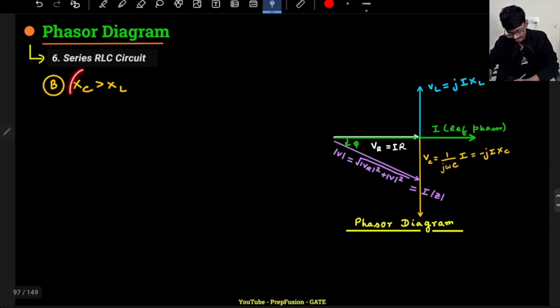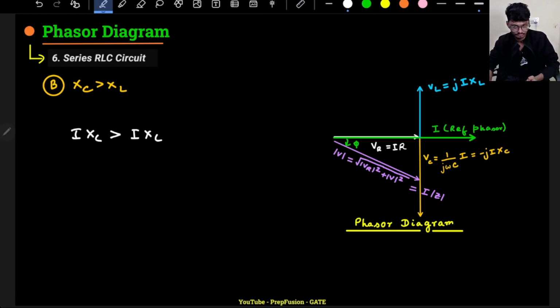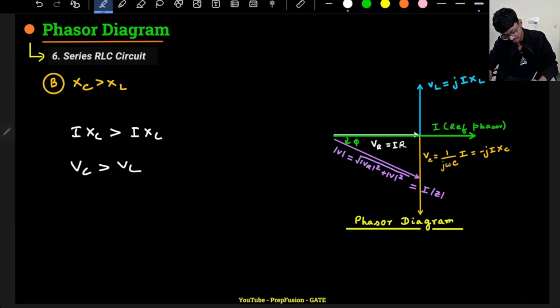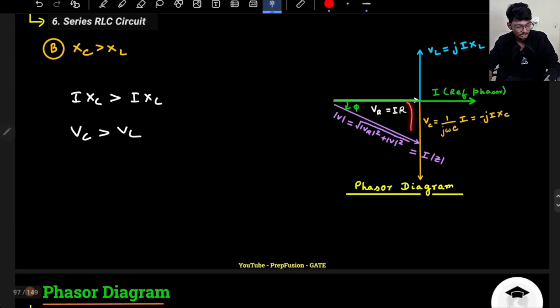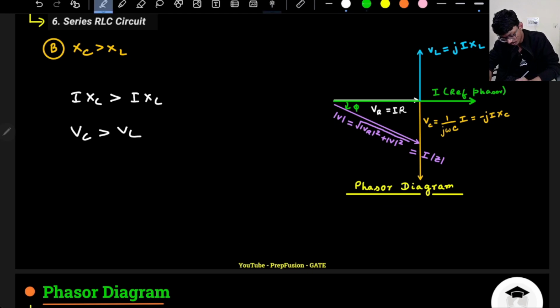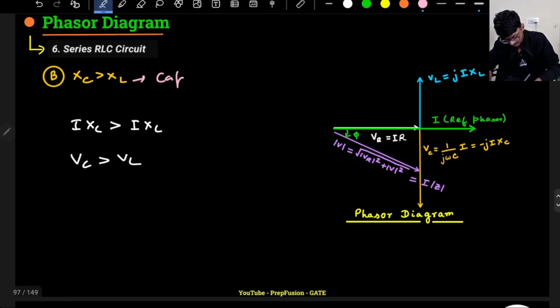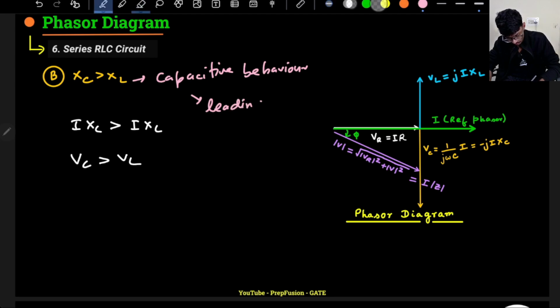So this time XC is greater than XL. So again if I do the same manipulation, I into XC is greater than I into XL, that means basically VC is greater than VL. That means I will go downwards. So overall it will have a capacitive behavior. So if it has a capacitive behavior, then overall my circuit will have a leading behavior. That's it. Overall my circuit will have leading behavior.